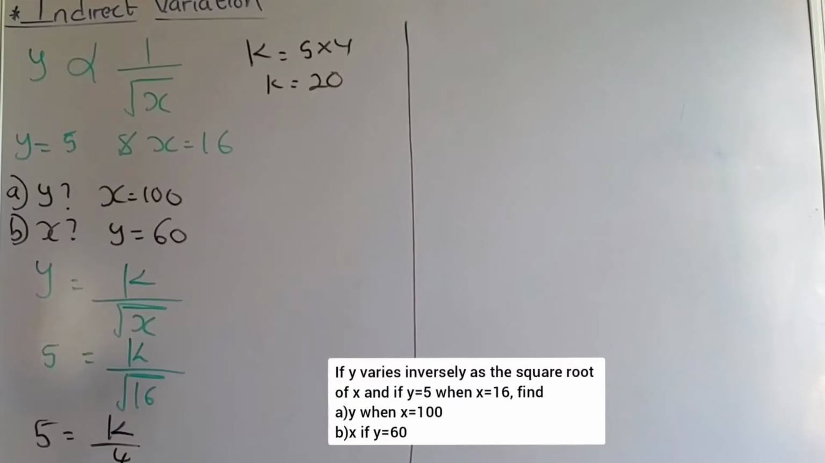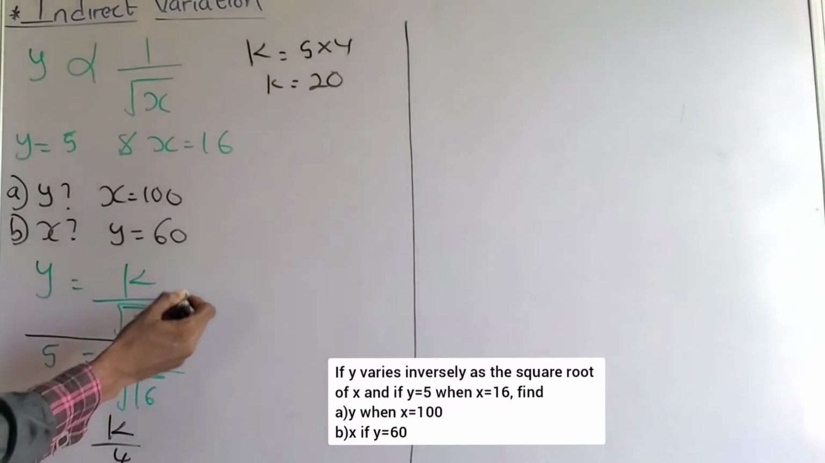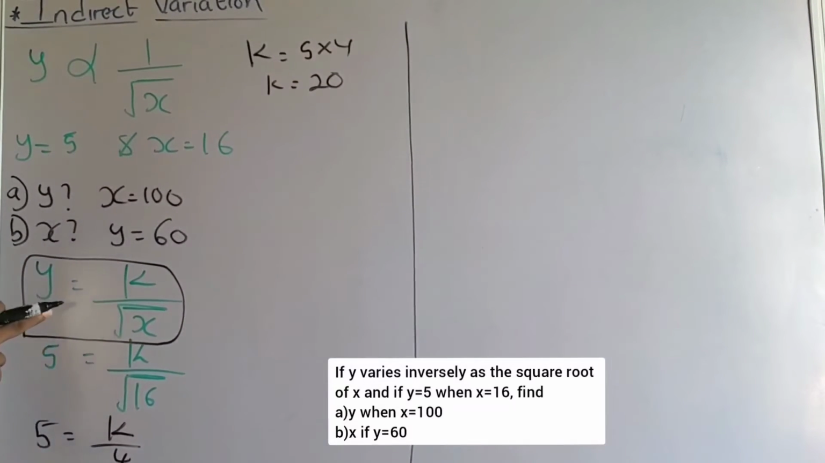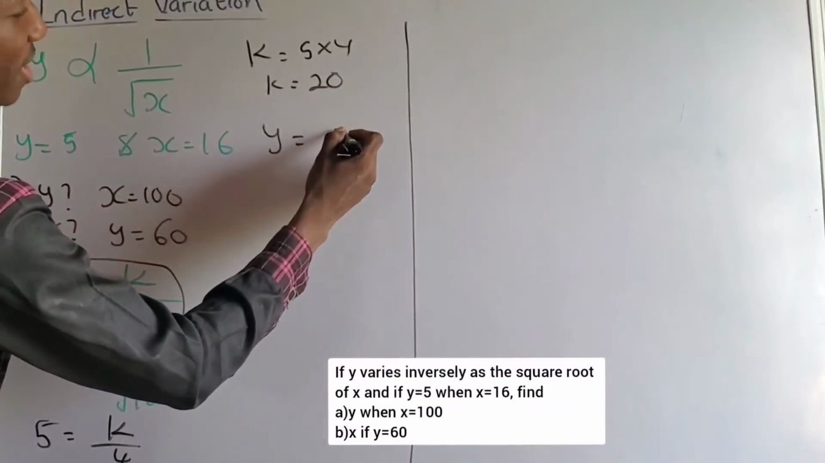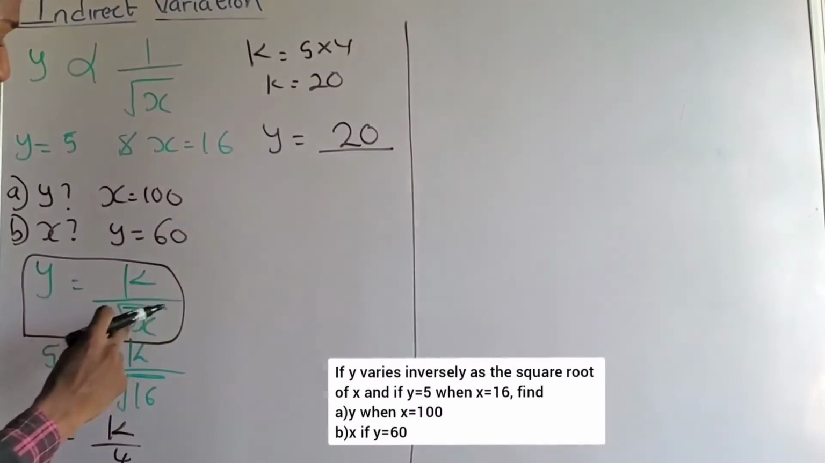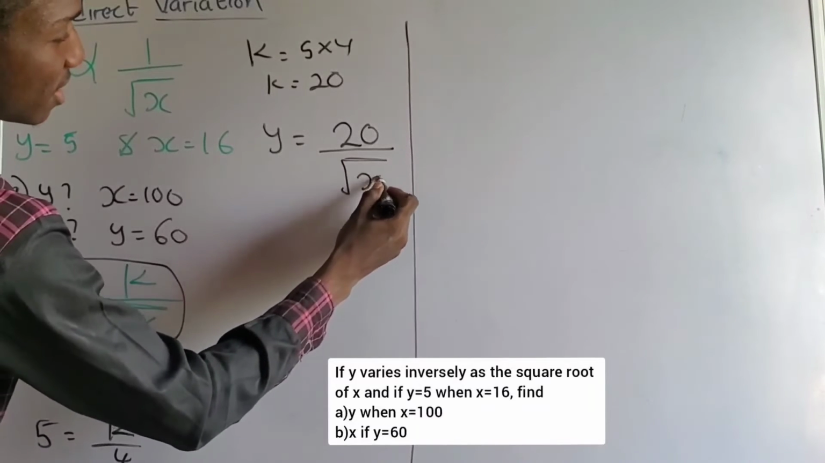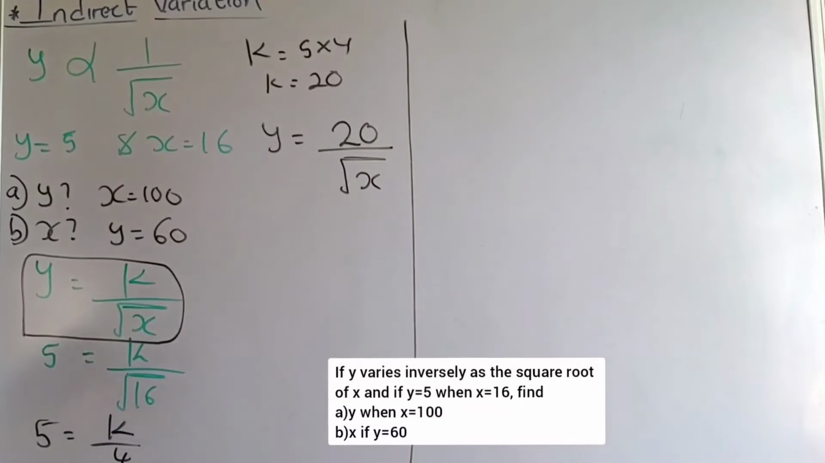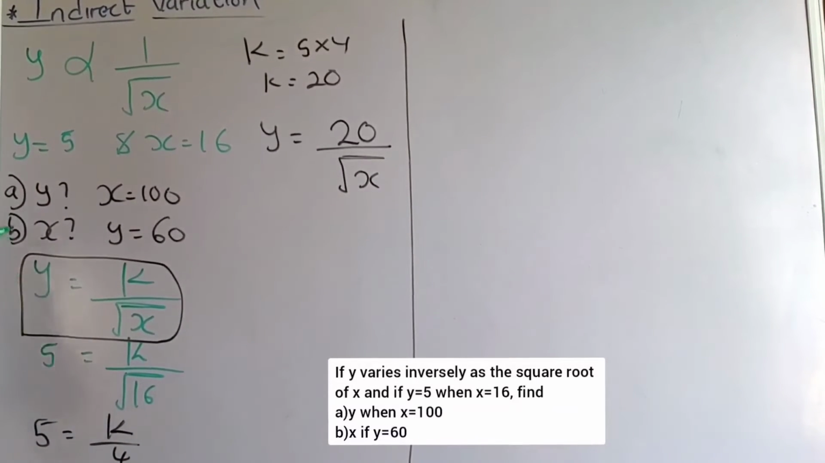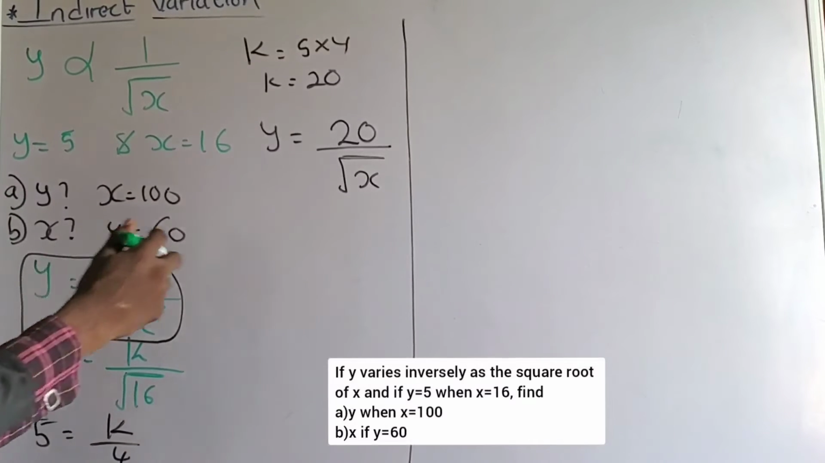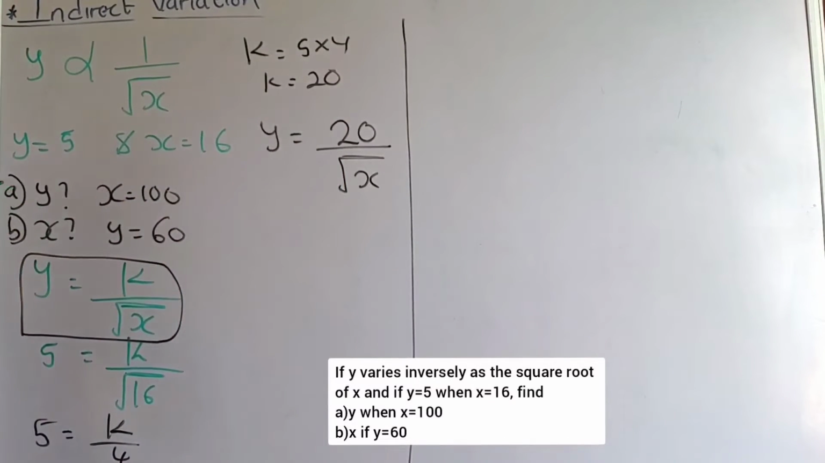Okay, now having gotten the value of k, we can express the equation connecting y and x as this: y equals k, and k is now 20, over root of x. Do you understand? This is the equation connecting y and x. Now we can proceed to solve for question a and question b.